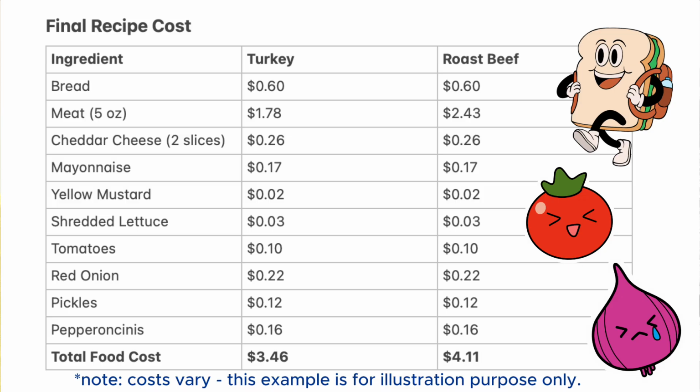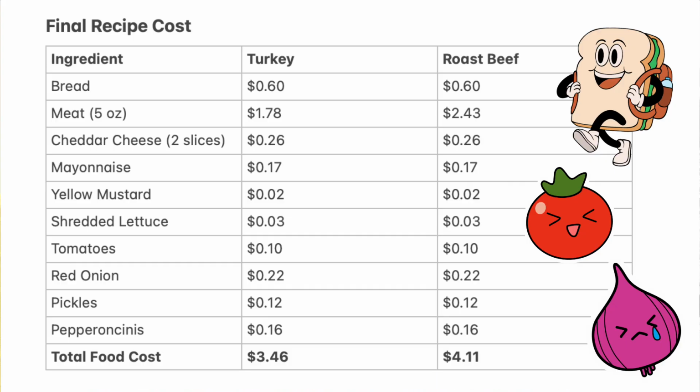All things being the same, you've got the bread, that's 60 cents. You've got the meat that differs: turkey, $1.78, roast beef, $2.43. Next on the list, we've got the cheddar cheese, right? 2 slices at 13 cents each, 26 cents. And mayonnaise and mustard: the mayonnaise is about 17 cents for that portion, mustard, 2 cents per portion. Running it down through the rest, we've got shredded lettuce, 3 cents, tomatoes, 10 cents, red onions, 22 cents, pickles, 12 cents, pepperoncinis, 16 cents. And all things being equal except for the meat, you'll see that the turkey is $3.46 per build, and the roast beef is $4.11 per build.